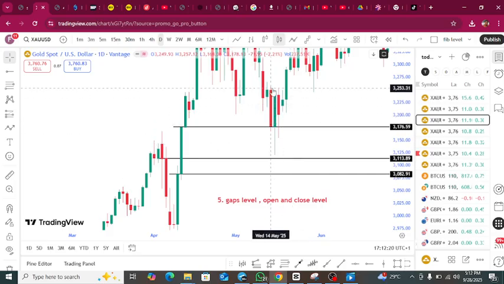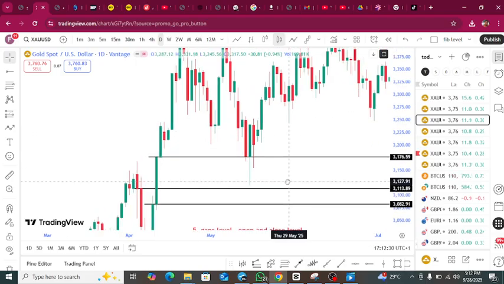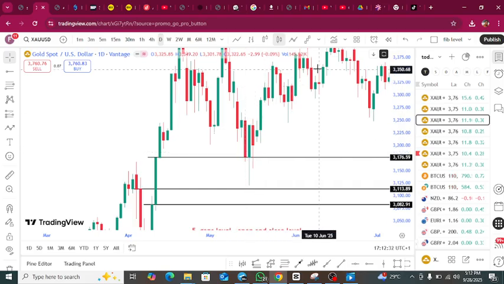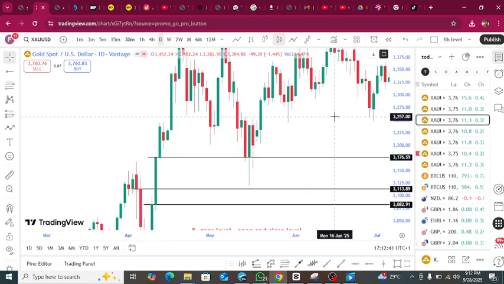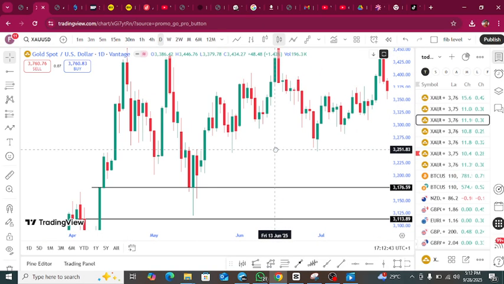So what did you see here? Price came and wicked out, came back and closed on top of the level. It did the same thing again, closed above the level. Once you see that, market is going to go up, because this level is now acting as a support.